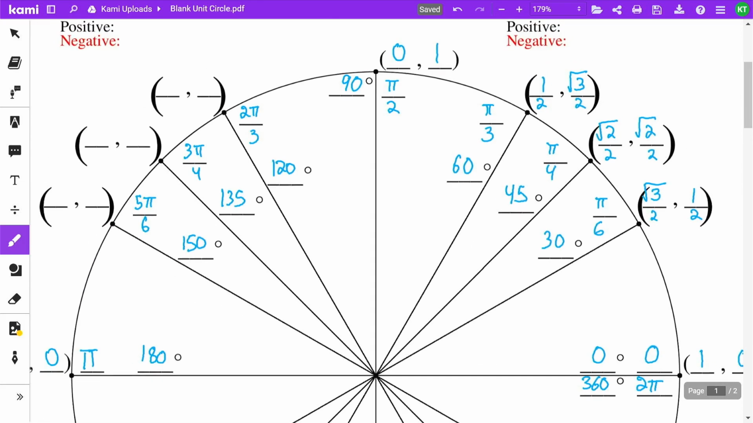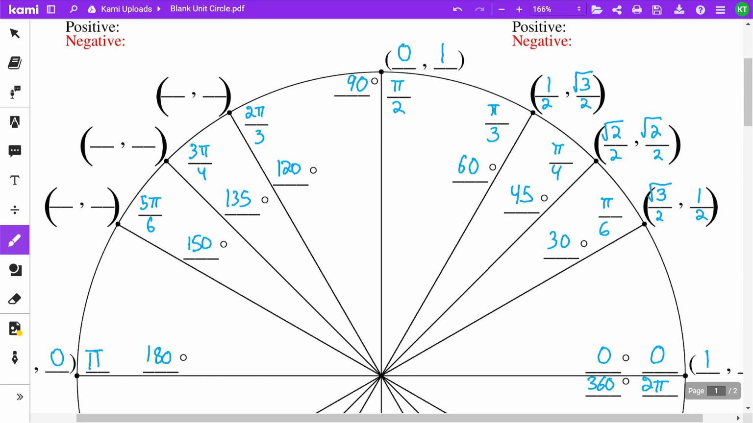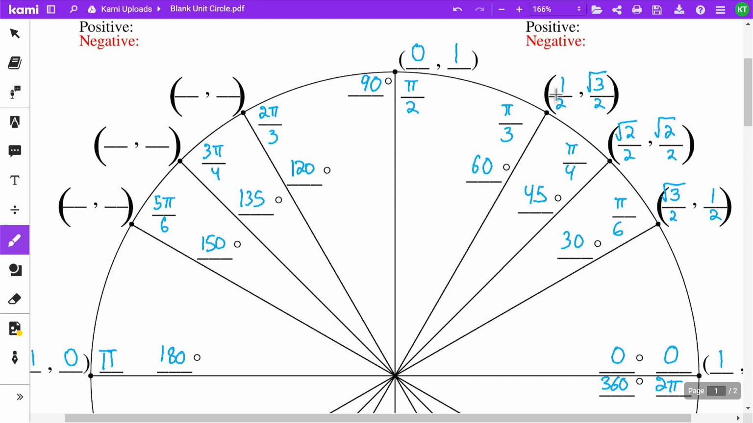Now, if we know a thing about our reflections, if I reflect this over my y-axis, the only thing that's going to change is I'm going to have a negative x now. So I'm going to take these same points. So I'm going to have 1 over 2, root 3 over 2, and I'm going to change this x value to be a negative. I'm going to repeat the same process for my other points now. So root 2 over 2, root 2 over 2, that's going to be a negative in my x. Root 3 over 2, 1 over 2, that's also going to be a negative in my x.